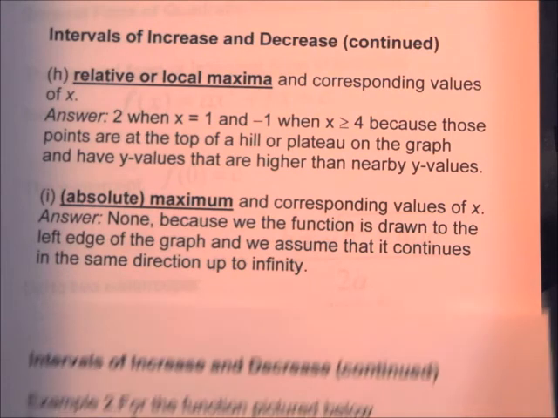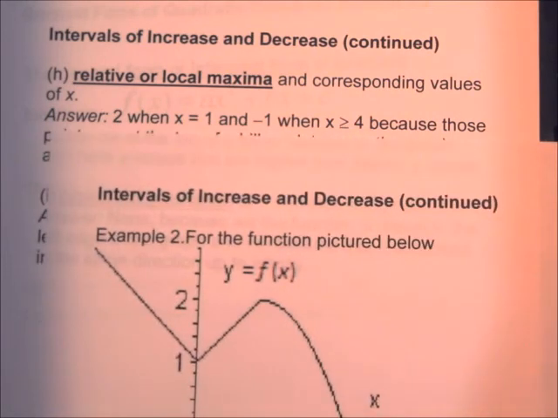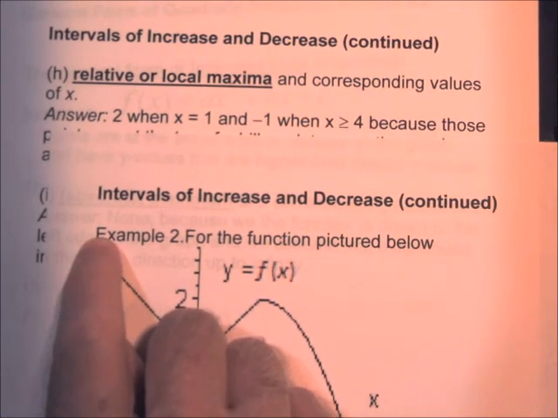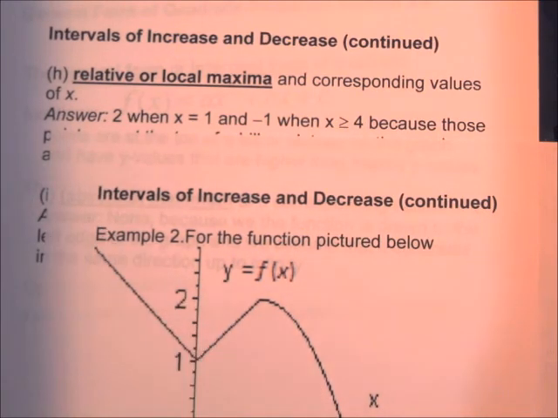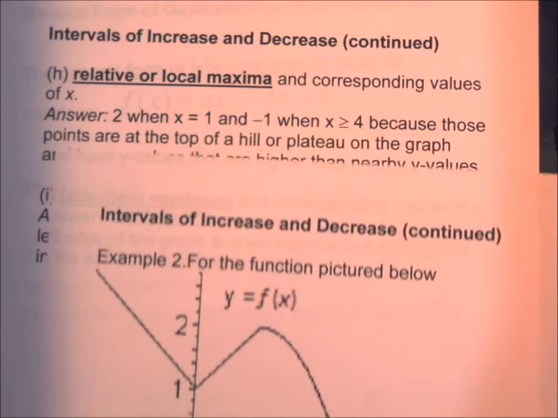Absolute maximum. Well, there's no absolute maximum because, again, we assume if the graph goes to the edge of the graph, it keeps on going in that direction, and it looks like it's going up to infinity. So there's no absolute maximum.